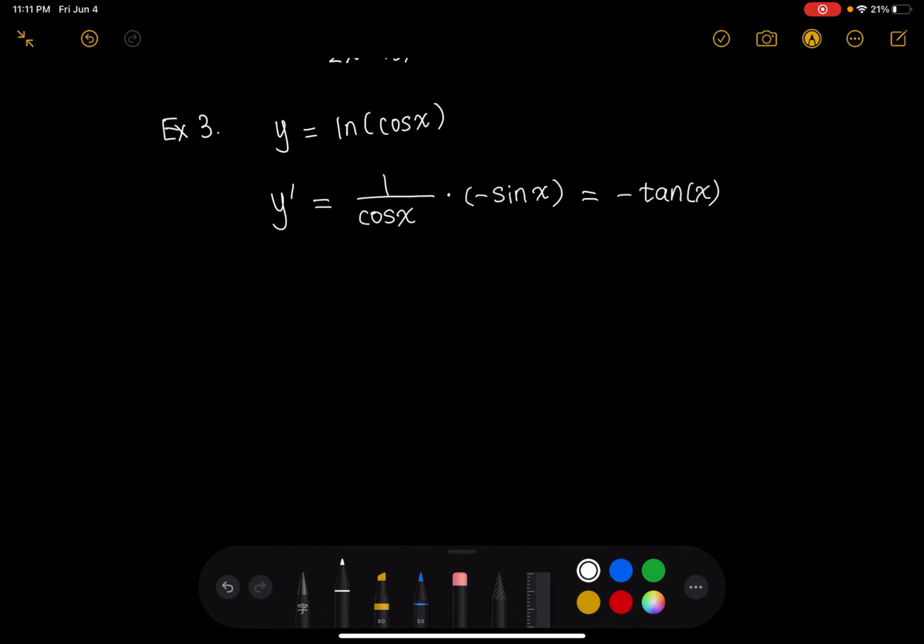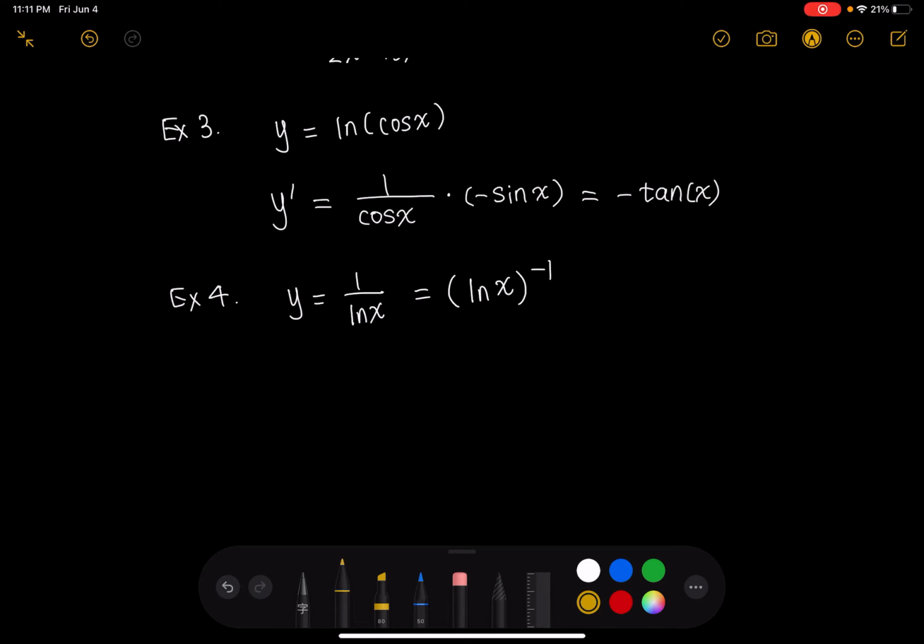Now what about example 4? When we have y equals 1 over ln of x. And you notice, okay, it's a fraction. We want to get rid of the fraction. We don't want to deal with a fraction. So what we do is you change it to ln of x to the negative 1 power.